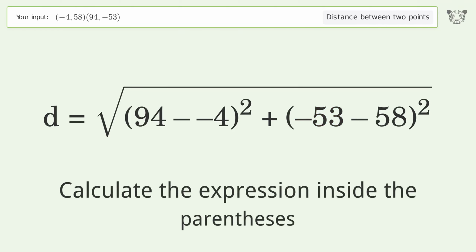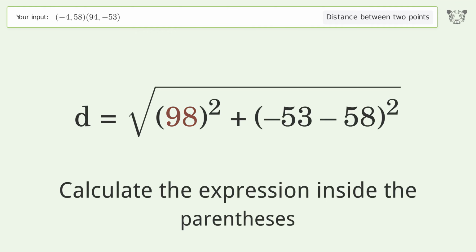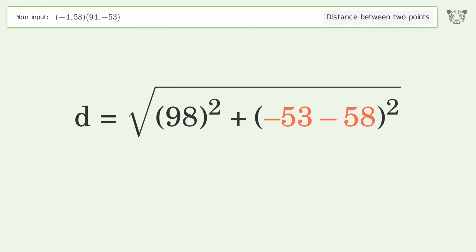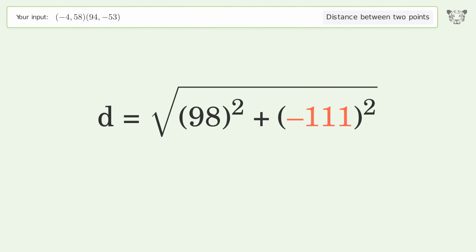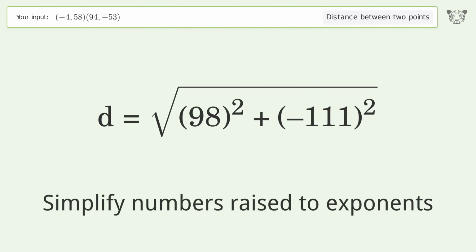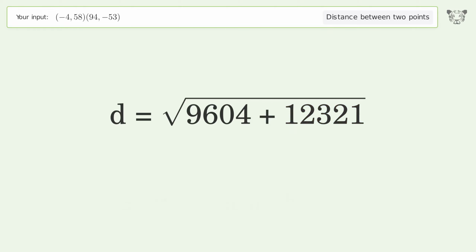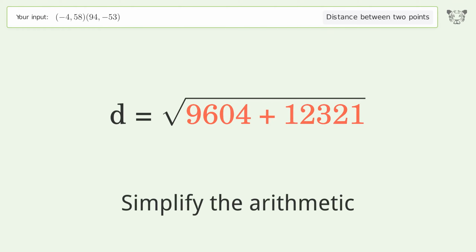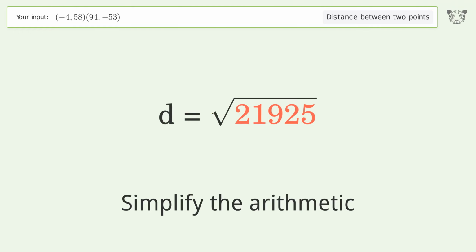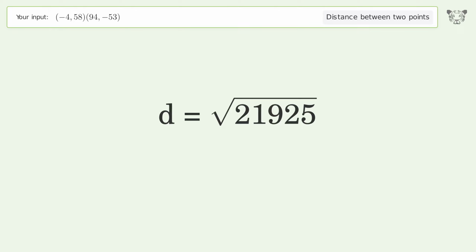Calculate the expression inside the parentheses. Simplify numbers raised to exponents. Simplify the arithmetic. And so the distance between the 2 points is the square root of 21,925 or 148.071.